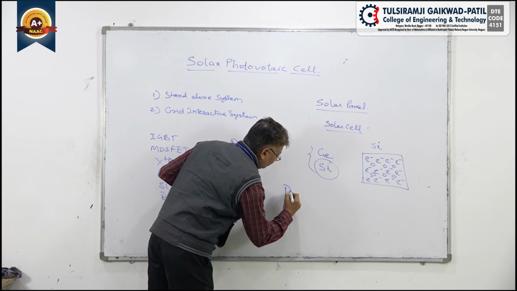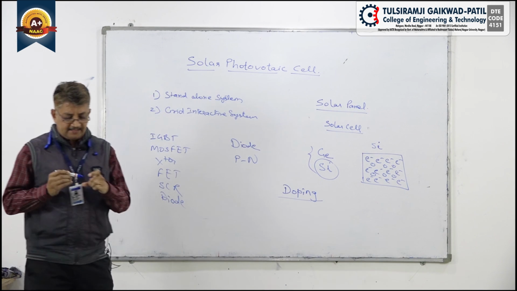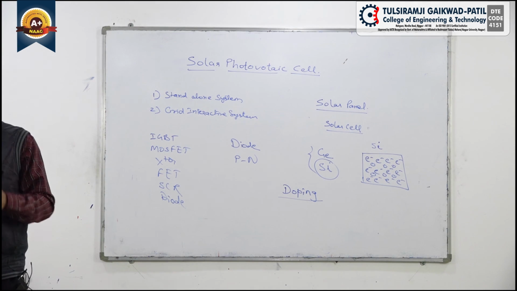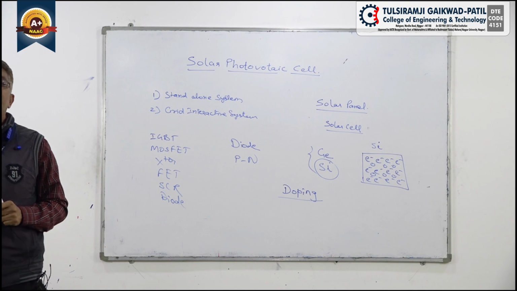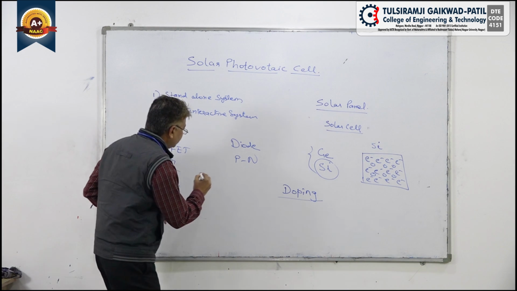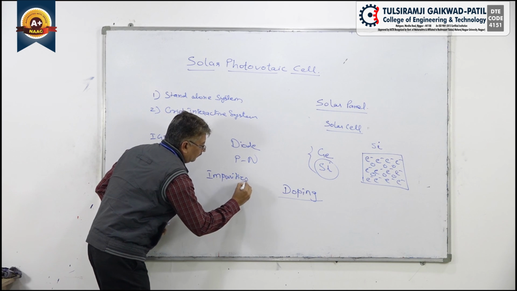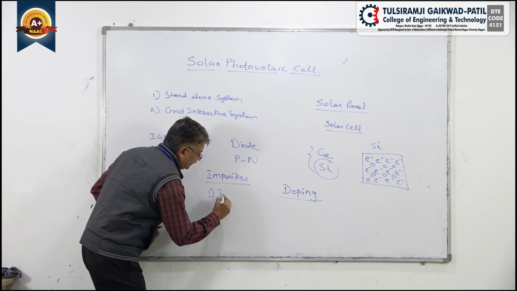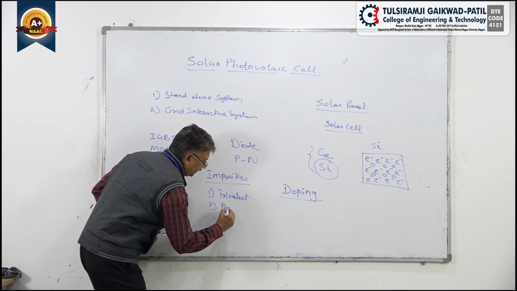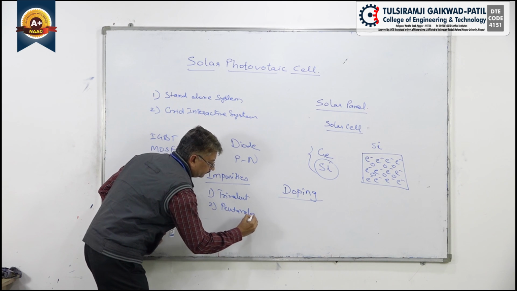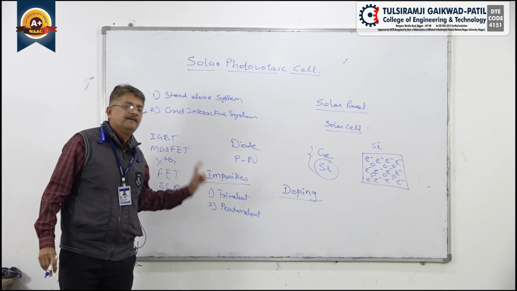It is called what? Doping. Doping, we can say, is basically adding some impurities to it. Now there are two types of impurities. One is trivalent impurity and the second one is pentavalent impurity.